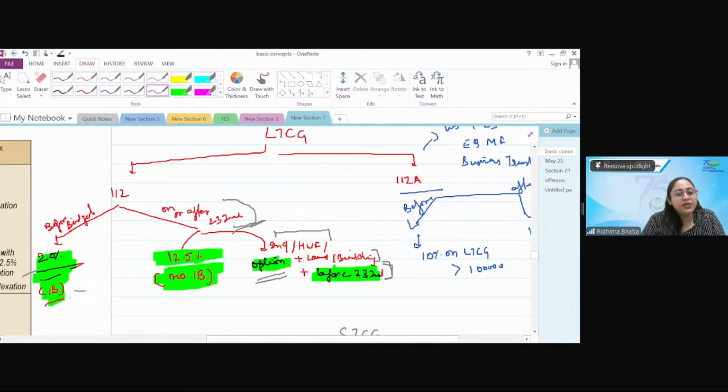That option means you can either go for 20% with indexation benefit, which was there earlier, or you can go for 12.5% with no indexation benefit. Totally your choice. But who will get it? Only the individual or HUF holding property, acquired before 23rd July, and that is either land or building or both. Sorted, Mamta?